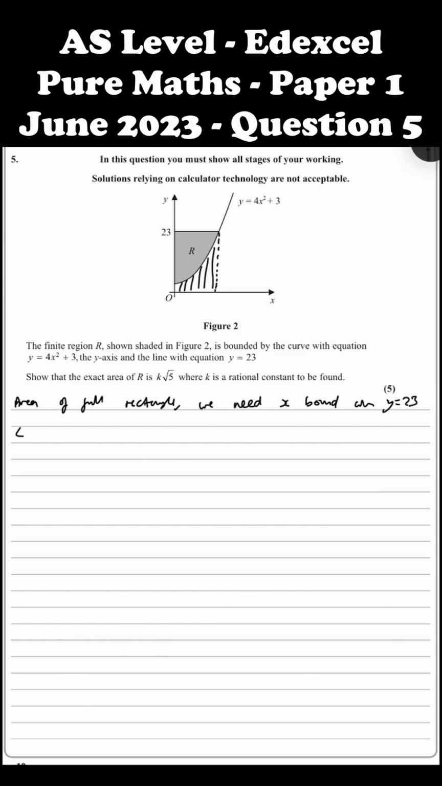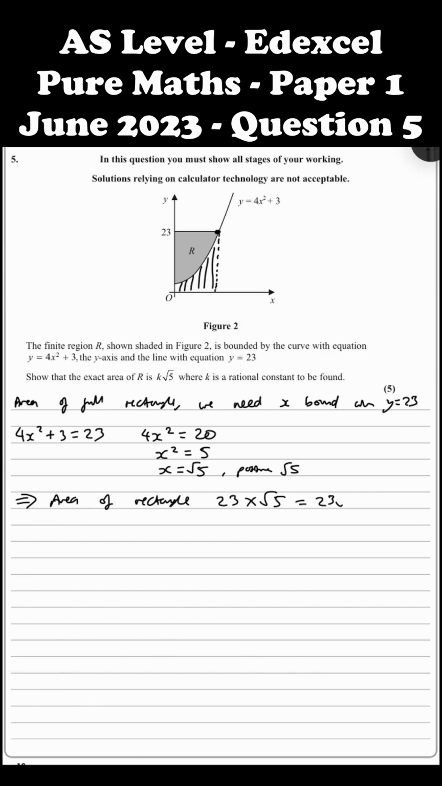So if we say 4x squared plus 3 equals 23, we can work out the value of x for which is on this point here. So that's going to be 4x squared equals 20, which means x squared equals 5, which means x equals root 5, and it's the positive root 5 as we're in the positive x quadrant. So, therefore, area of a rectangle is going to be nice and easy. 23 multiplied by root 5. 23 root 5.